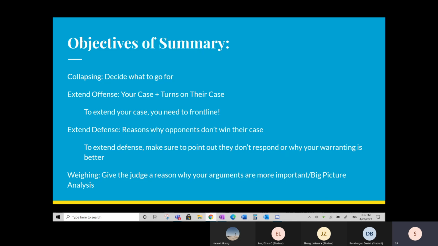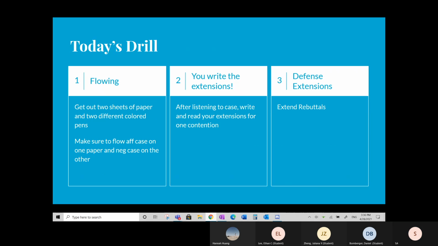And then the last thing to do is weighing, which is giving the judge a reason why your arguments or just one contention is more important than theirs. It's kind of like the big picture analysis. Some teams do this really well, but some teams don't. Like, there are 2 worlds, one where innovation goes down, accessibility goes up, things like that. It's like the big boom, summarizing the entire round in a simple way that people can understand.